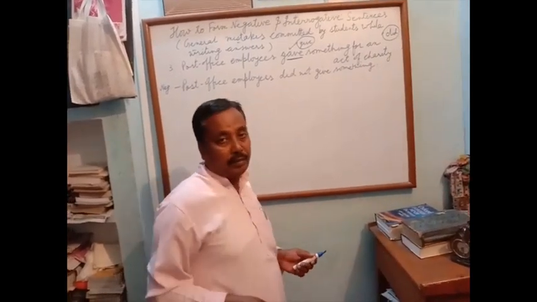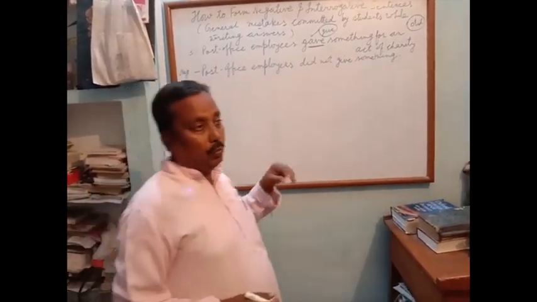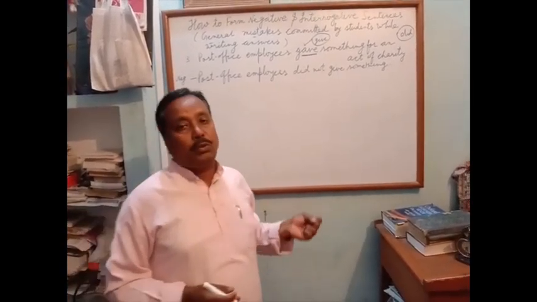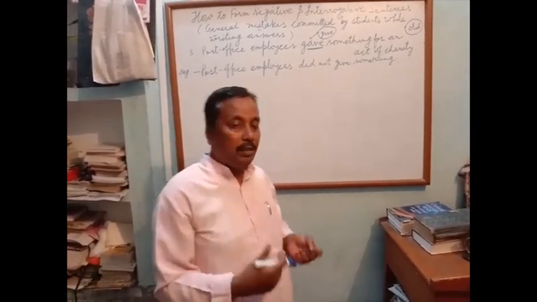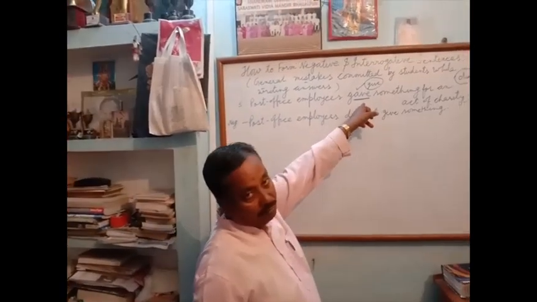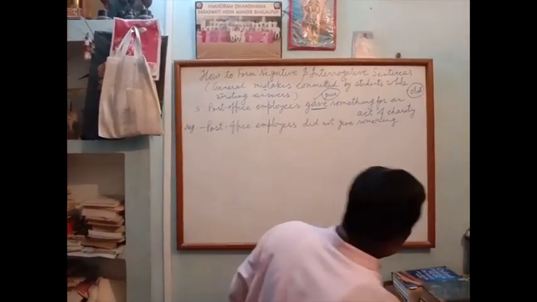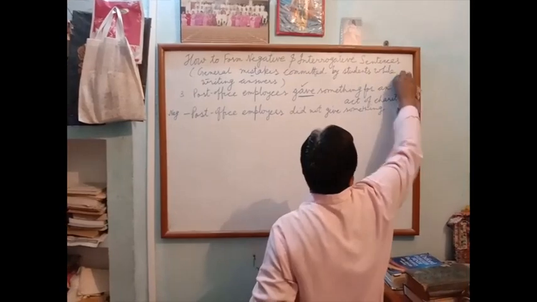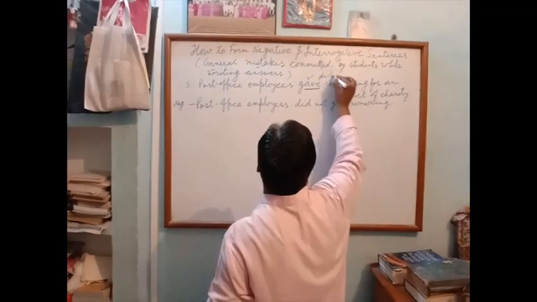Now mark here. Notice here how to form an interrogative sentence. When we have to form an interrogative sentence, what do we have to do? We have to use the helping verb first, then the subject. Here in this sentence, there is no helping verb, only the main verb. But the helping verb is hidden here. What is the helping verb? Did. Did is hidden here.